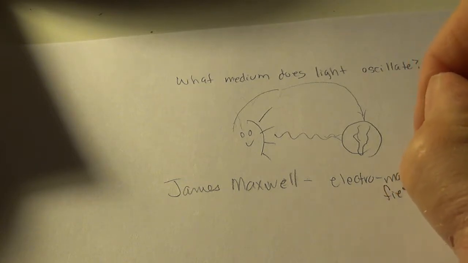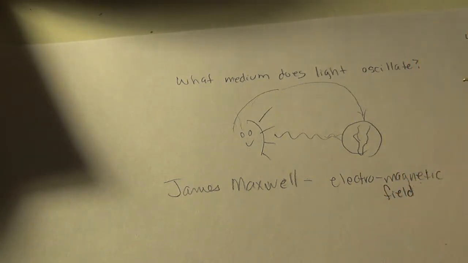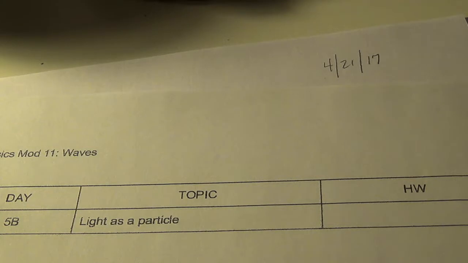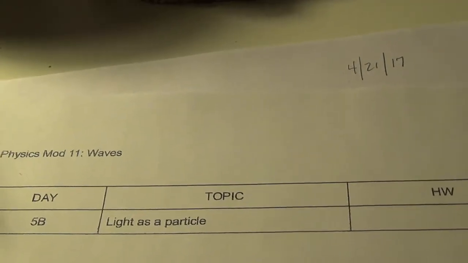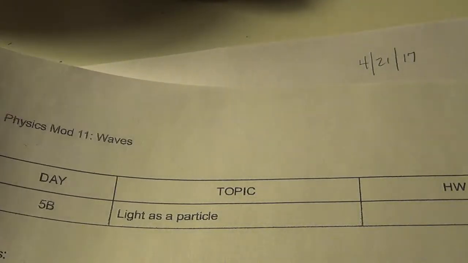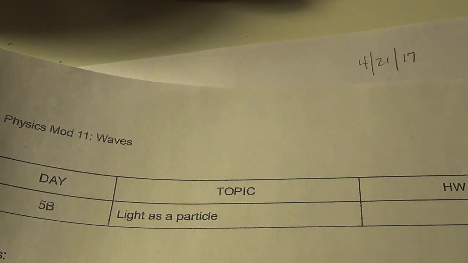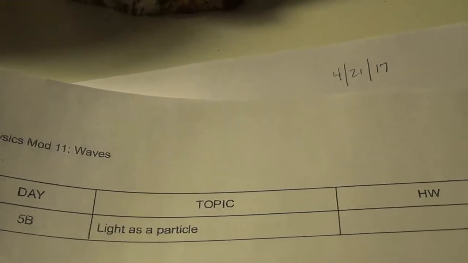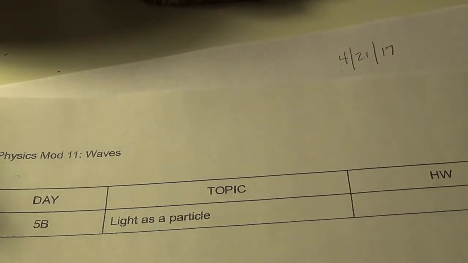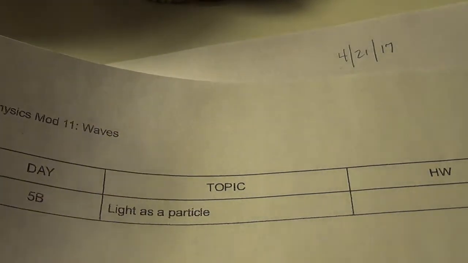All right, so before we go any further, let's take our day 5 notes, day 5B, light as a particle. So we're going to look at light in a different way today, and we're going to take some notes alongside, starting with what Mr. Maxwell had to say. So take your day 5B notes, and they'll be given out by your substitute. Many thanks to whoever ends up substituting. I don't know who that is yet, on Friday, 4th period. So many thanks to whom it may concern.